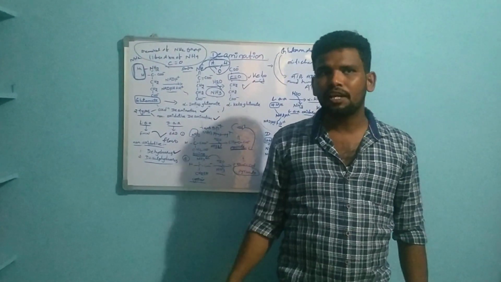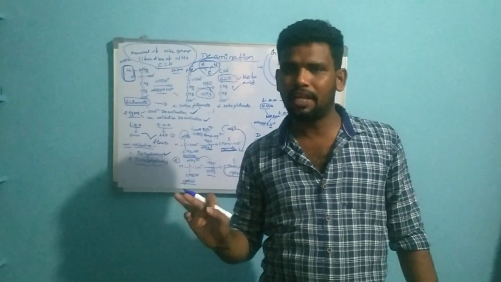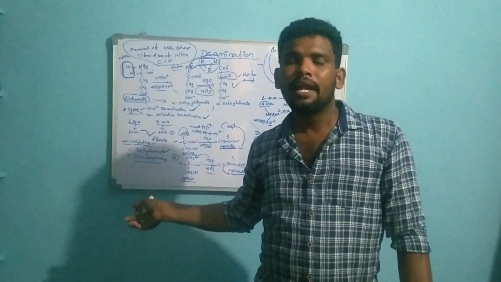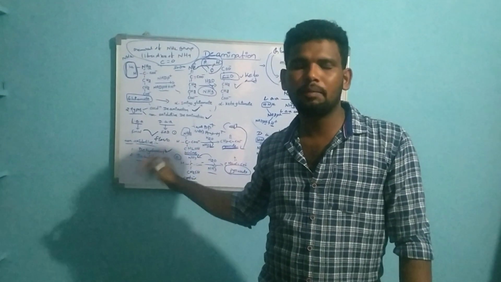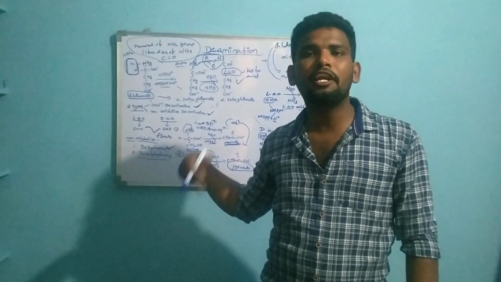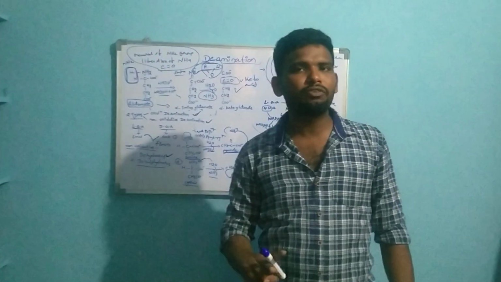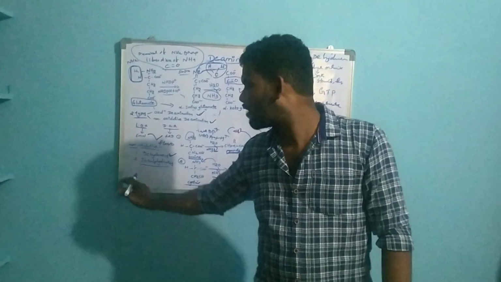This deamination reaction consists of 2 types: oxidative deamination and non-oxidative deamination. Oxidative deamination takes place in the presence of 2 types of amino acids: dextroamino acid and levoamino acid. Non-oxidative deamination involves 2 types of enzymes: dehydrases and desulfhydrases.